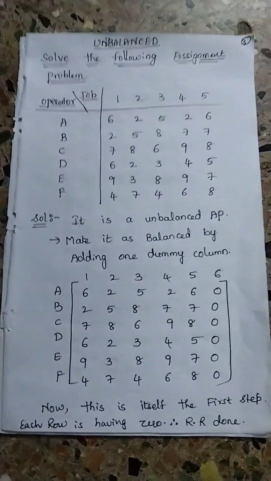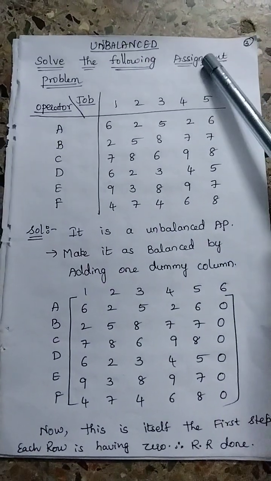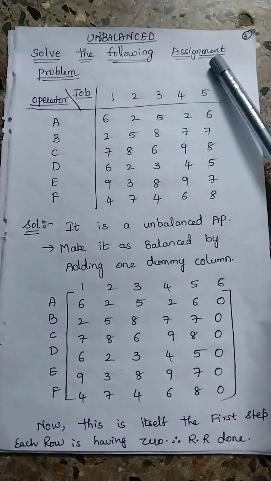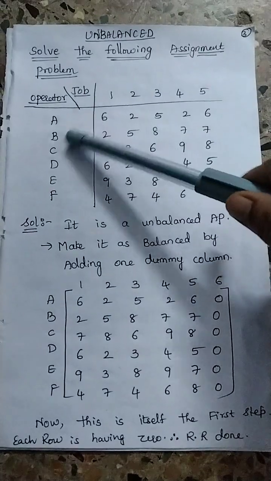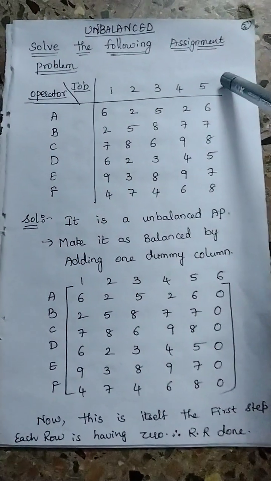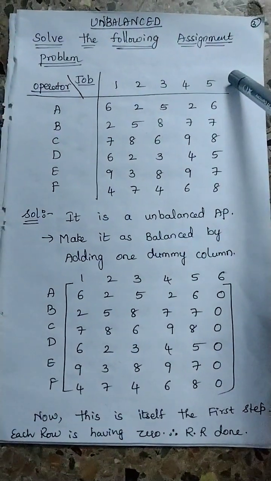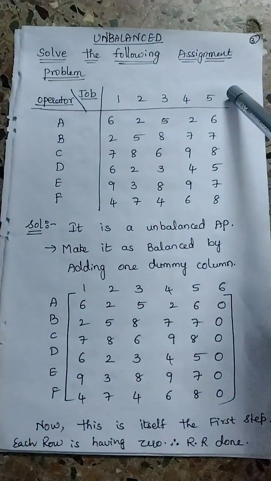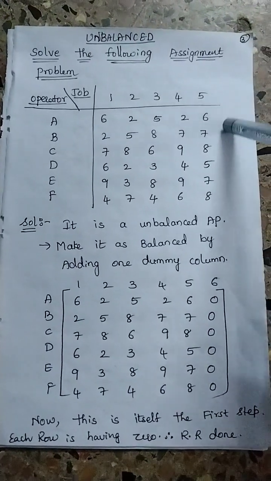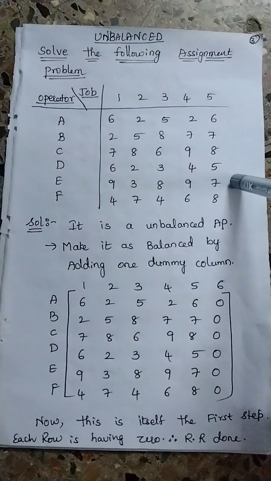Hi students, one more video based on unbalanced assignment problem. Here there are 6 operators and only 5 jobs. That means it is an unbalanced assignment problem. We have to convert it into a balanced assignment problem by adding a dummy column. Like that we are going to convert.